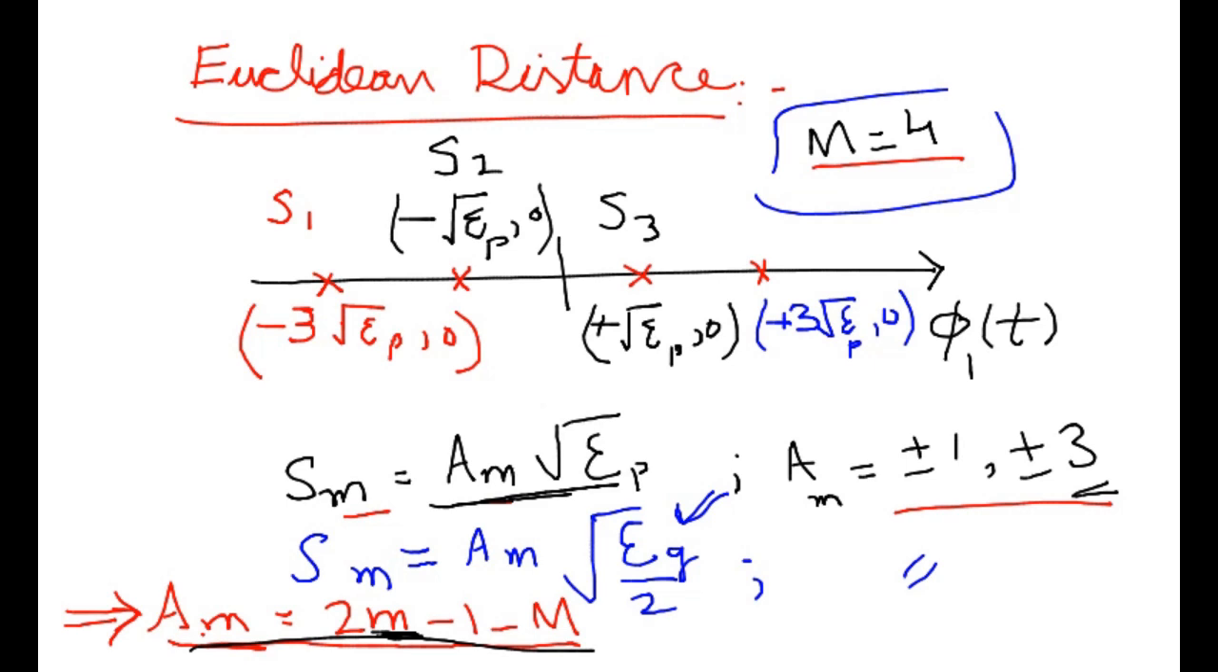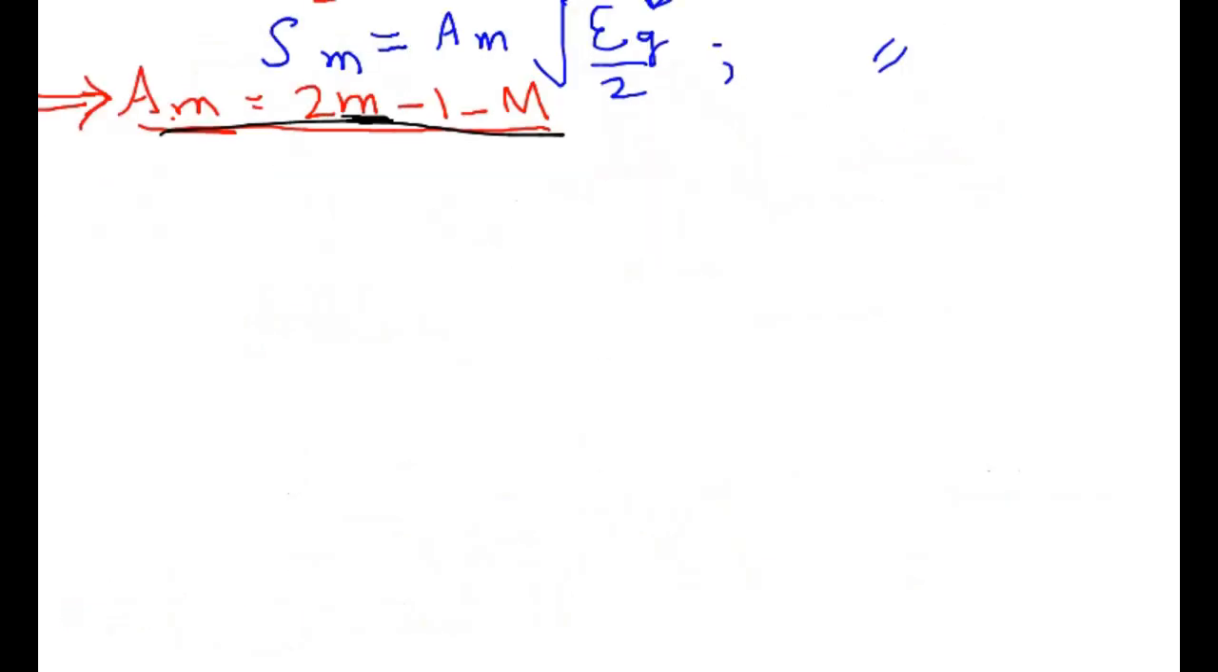Now we are interested in the Euclidean distance between the adjacent symbols. You can take any two signals, and we will generalize it. Suppose this one is S_m and this one is S_n. I am using the same notation as given in your book. Suppose these are the two adjacent points, S_n and S_m, and we are interested in finding the Euclidean distance between these 2 points.